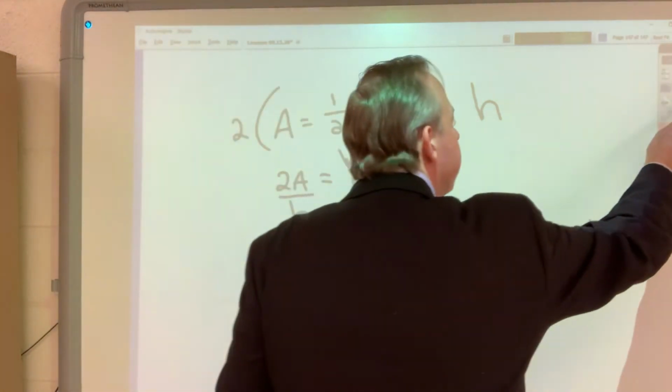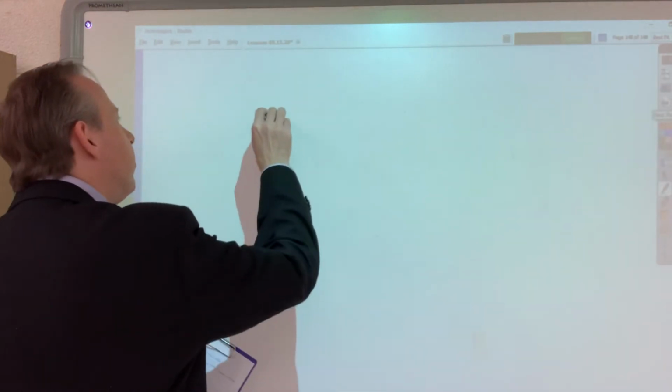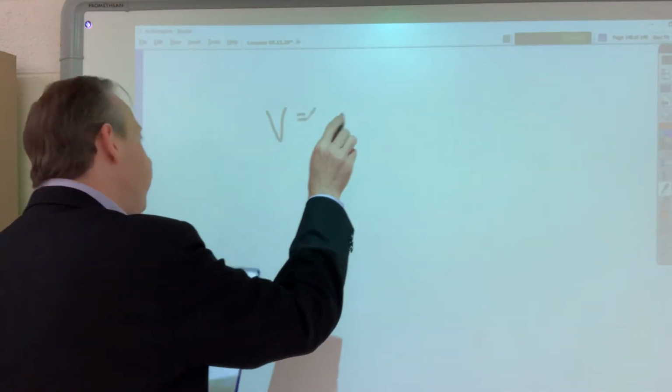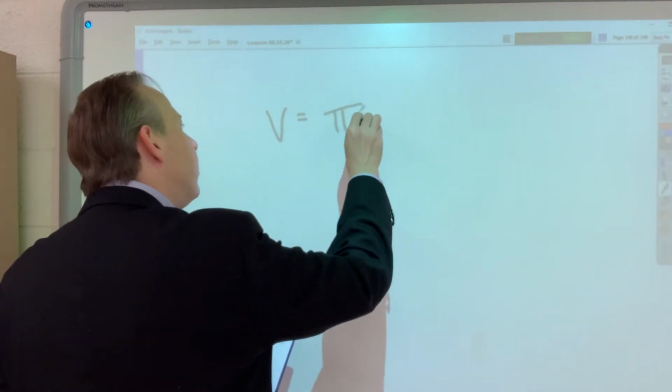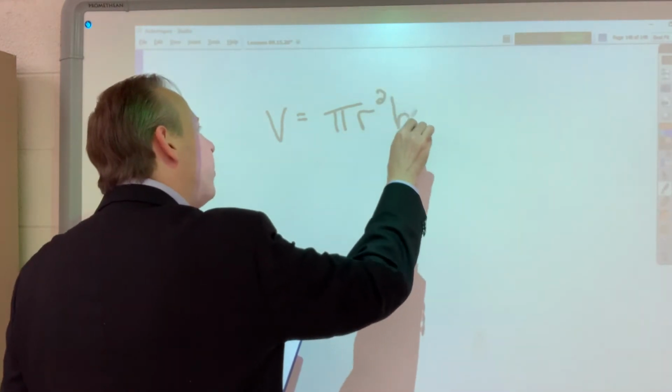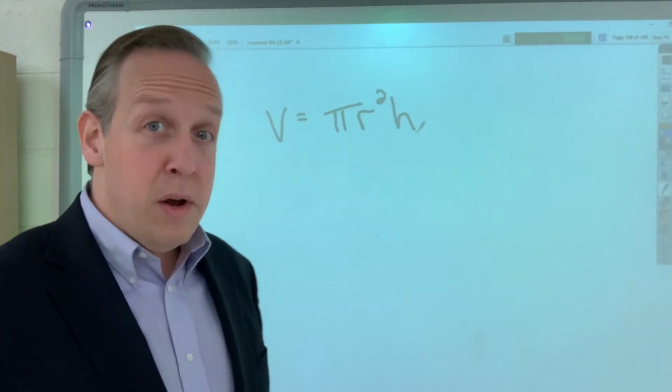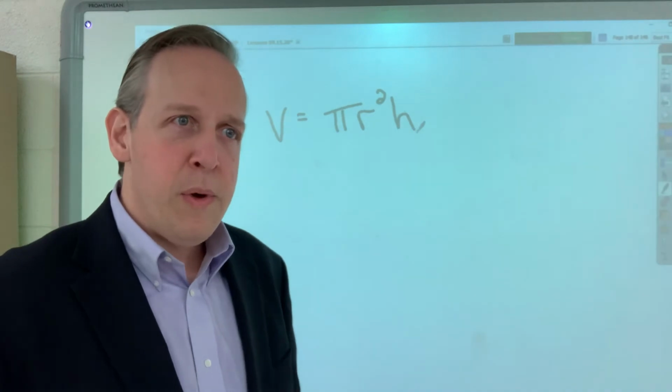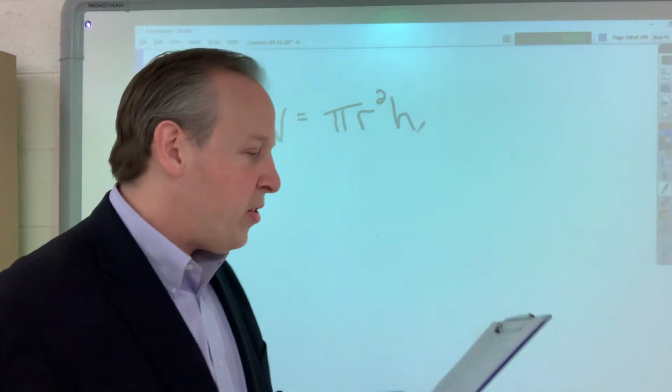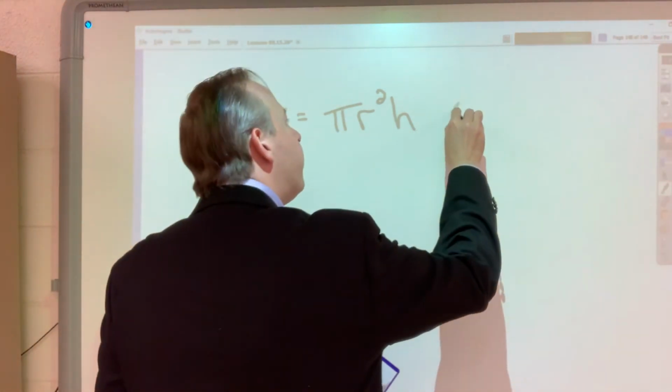Okay, let's try one a little harder. The volume of a cylinder is pi r squared h. Again, you don't have to know that, it doesn't matter. It's presenting to you a problem. We're going to solve for h.